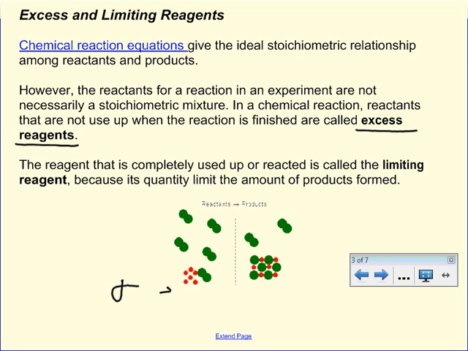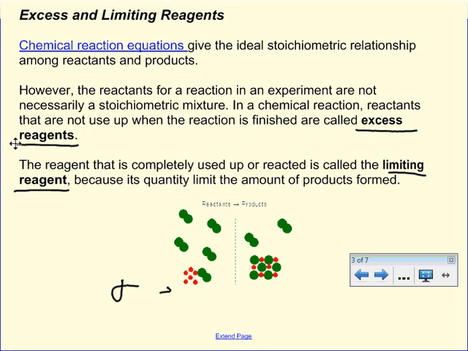So this excess reagent is left over at the end of the reaction because there's no more of the other reagent, which is called the limiting reagent, because it's been used up. So this limiting reagent essentially limits the amount of products that I can possibly form.